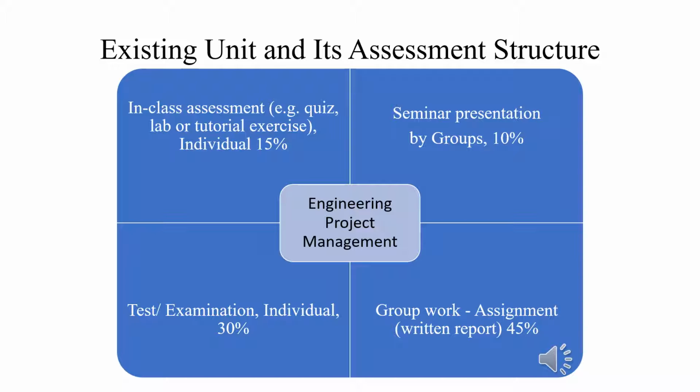Number 3, individual tests or examination. 30% marks is assigned for this. Number 4, individual in-class assessment in terms of quiz, lab, or tutorial exercise. It contains 15% of the marks.